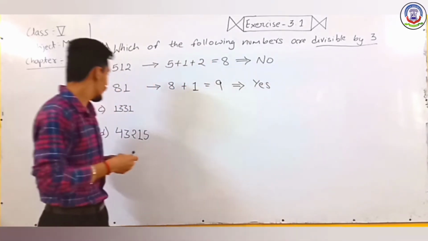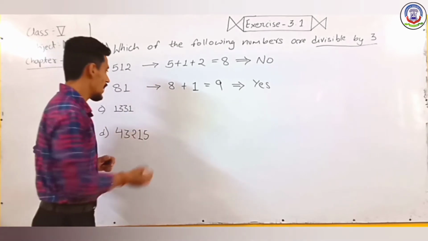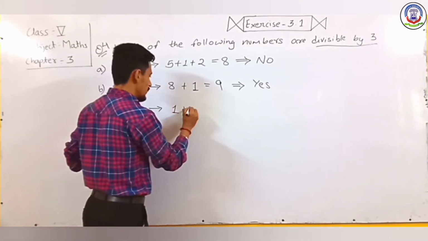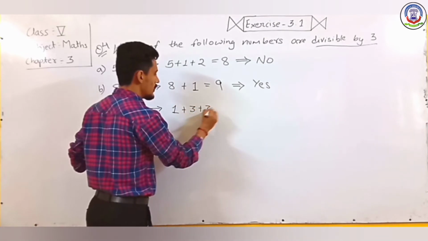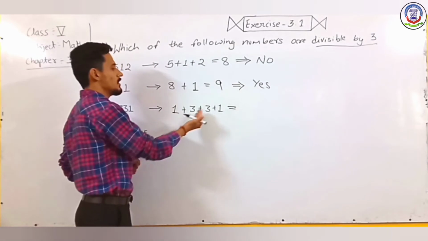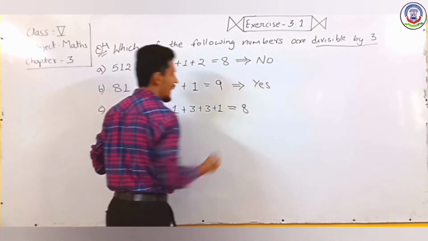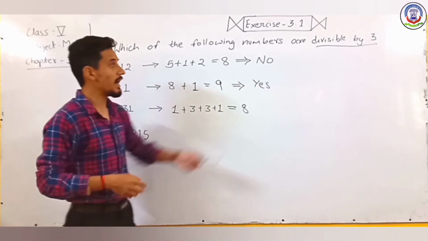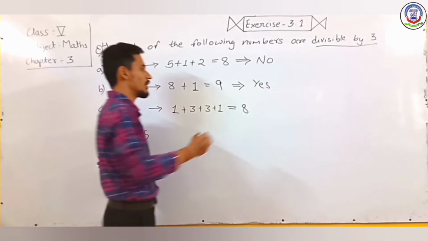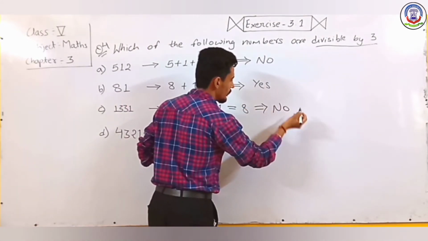Next we have 1331. Now we add these 4 digits 1, 3, 3, 1. So addition of 1, 3, 3, 1 is 8, and 8 is not divisible by 3. So 1331 is also not divisible by 3. So we write here no.